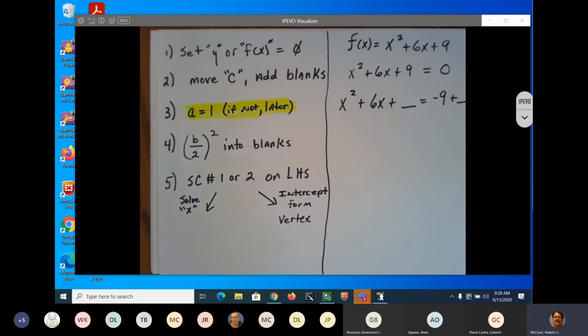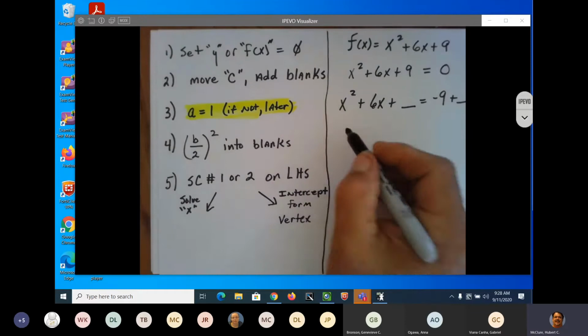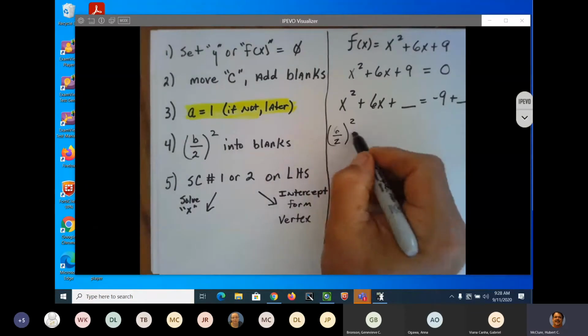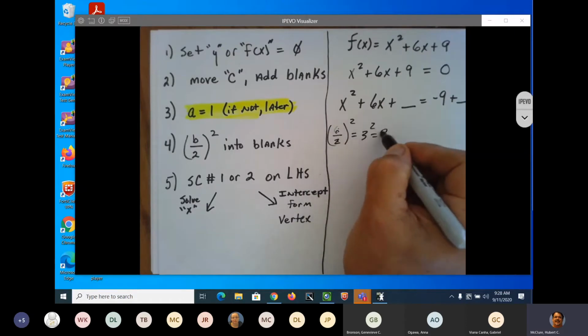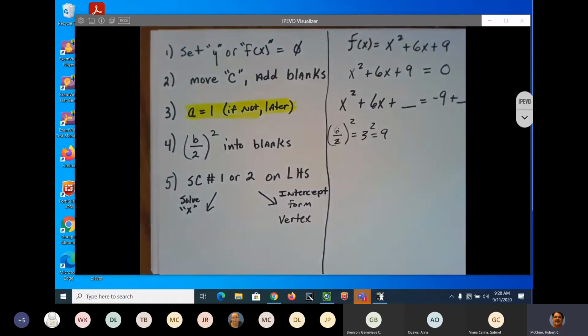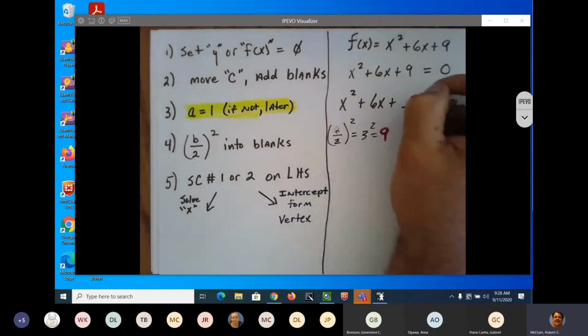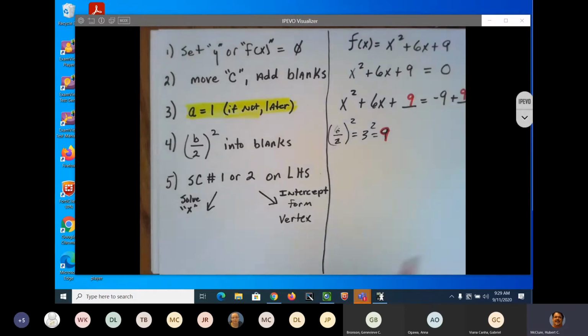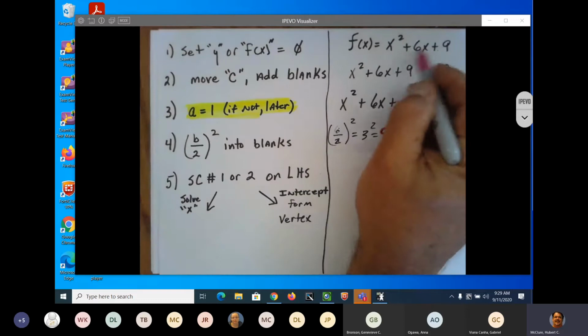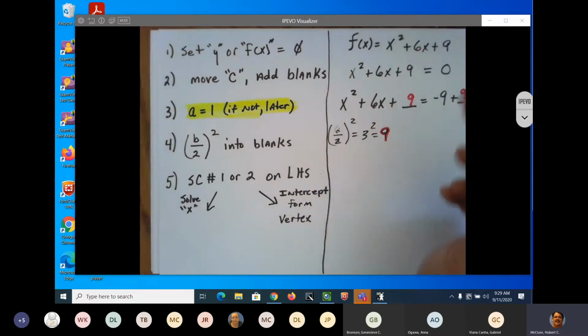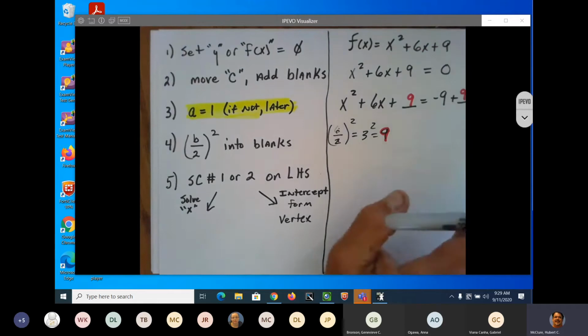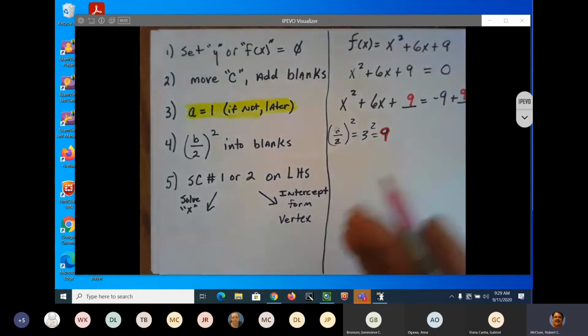So take b, 6 divided by 2, and square it. 6 divided by 2 is 3. 3 squared is 9. So I'm going to write that in another color, and I'm going to add that 9 here and here. Now, since this is an easy problem that you could do with reverse FOIL or the shortcuts, that's why this comes out to 0 on the right-hand side. Okay, bear with me. We're going to be getting into some more that doesn't come out so easy.